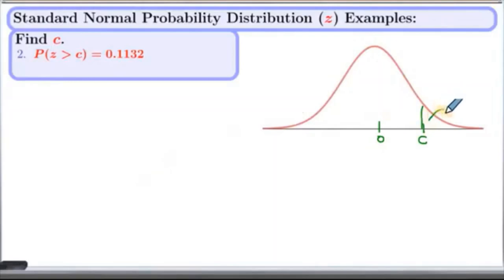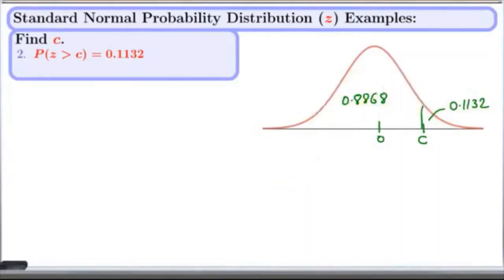Since we are given this area, which is 0.1132, this area must be 0.8868. We get this area by subtracting this area from 1. As we know, this total area is 1. Now, we are ready to use the table.